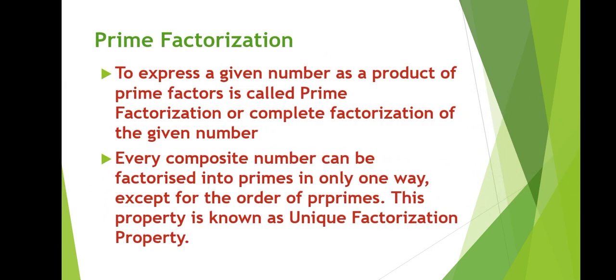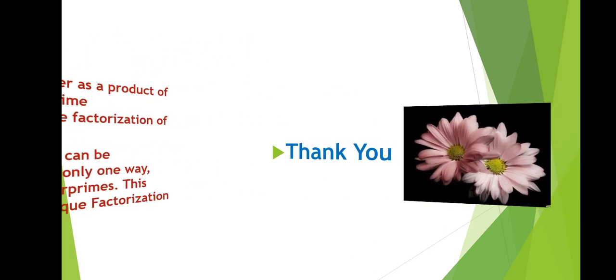So let us conclude prime factorization. To express a given number as a product of prime factors is called prime factorization or complete factorization of the given number. I already explained it through an example. Every composite number can be factorized into primes in only one way, except for the order of primes. This property is known as the unique factorization property. Thank you.